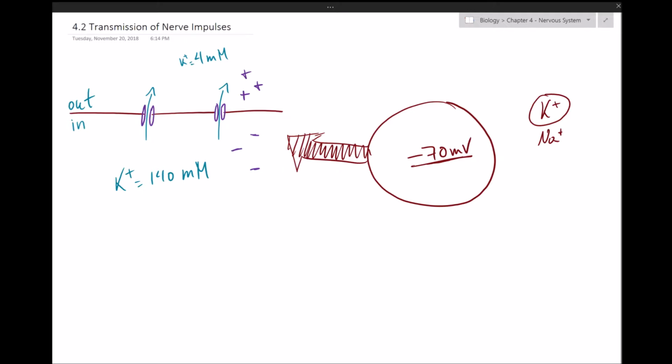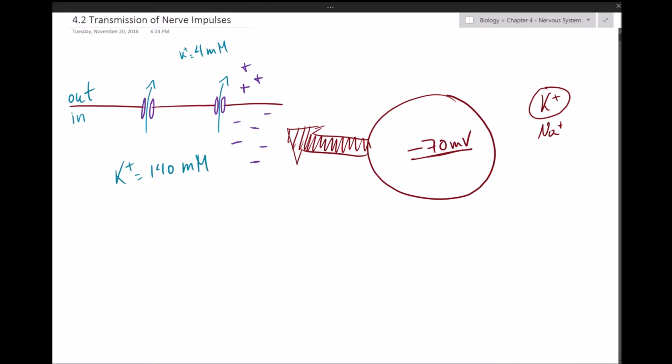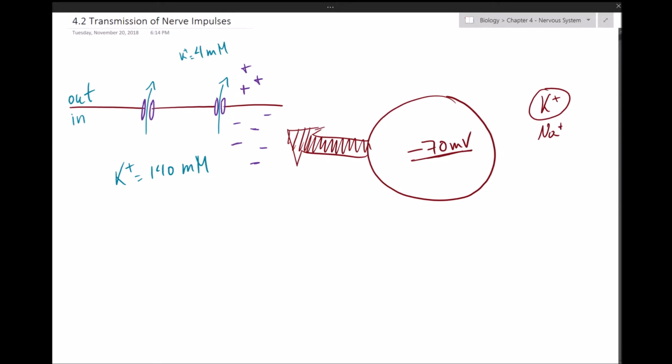However, as negative charge builds up inside the cell, the potassium will be drawn back into the cell due to the attraction between the potassium ions that have just left and the negative charge building inside of the cell. So I'm going to repeat again. As the potassium ions are leaving, it will become more and more negative inside the cell. This will create an attraction that will cause these potassium ions to come back into the cell.